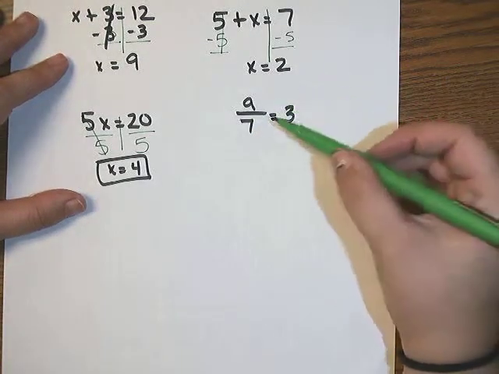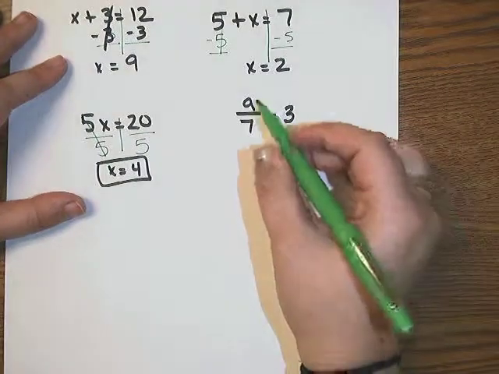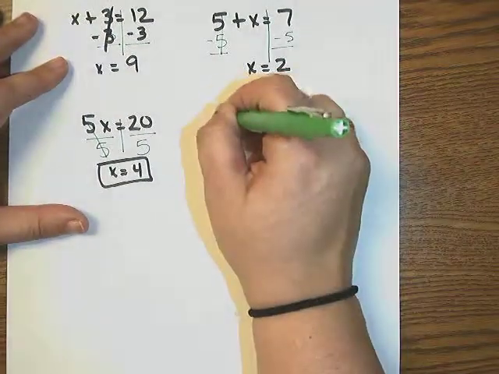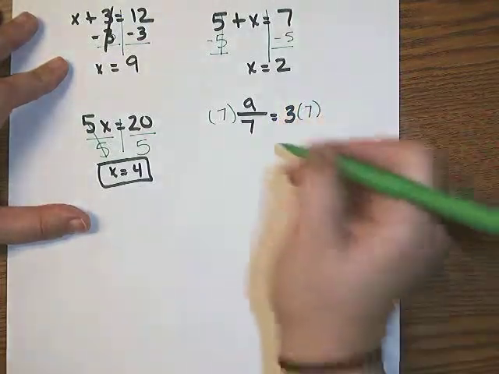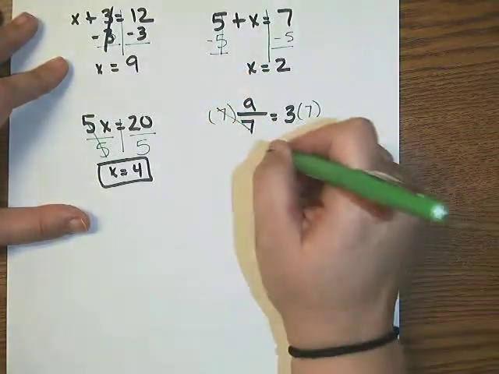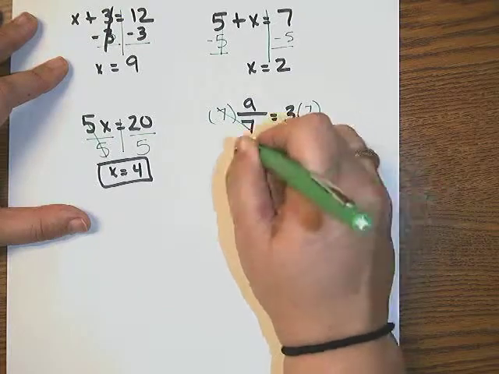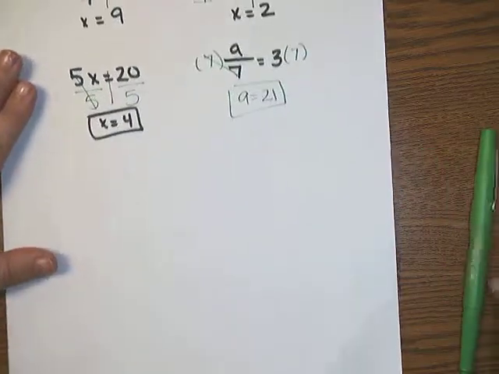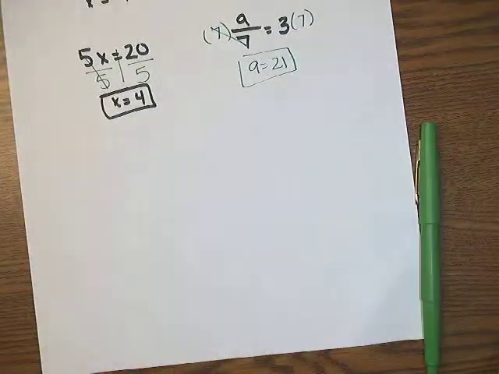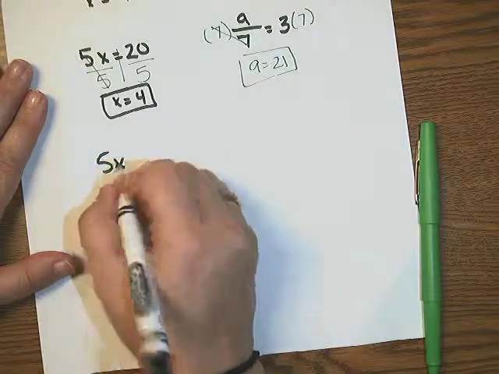Okay, so A is being divided by 7. So the opposite of divide by 7 is multiply by 7. These 7's cancel out, so A equals what? 21. Okay? Y'all are pretty good at one-step equations. Yesterday we talked about two-step, so let's do a couple of two-steps.